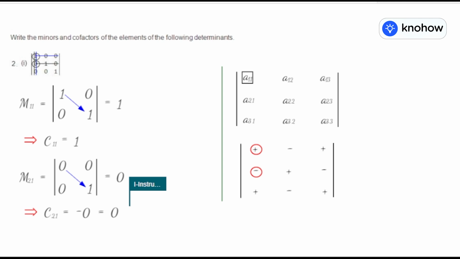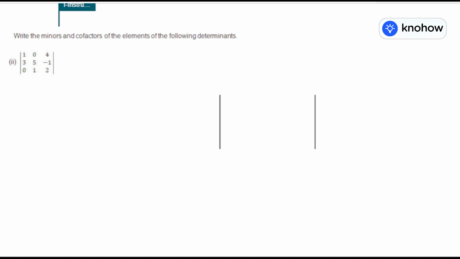Take the second part of question 2. Question 2, second part. Now in question 2, second part, again you have a determinant of third order. So it is always preferable to first write it in general so that we can give the notation A11, A12, A13, A21, A22, A23, A31, A32, A33. The sign convention, respectively, is plus, minus, plus, minus, plus, minus, plus, minus, plus.